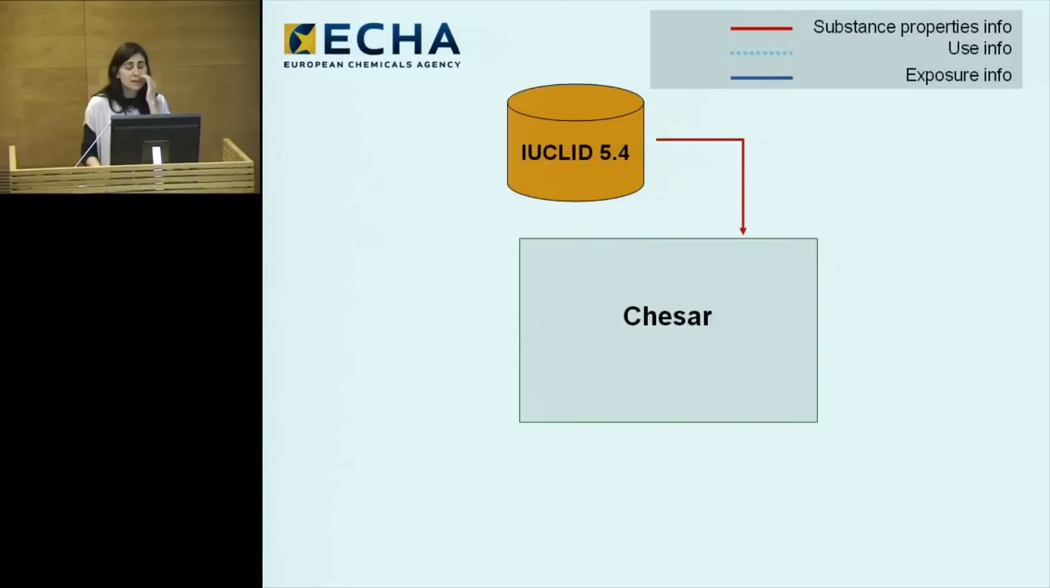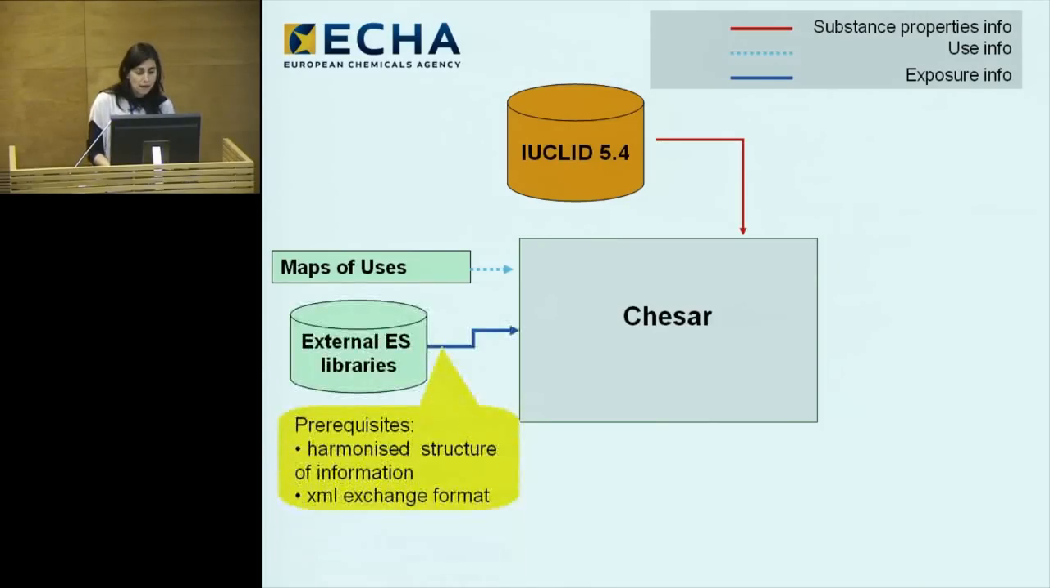So basically, the workflow is that Chesar is digesting the information from Euclid. It takes just what it needs, not the full information about the substance inside the Euclid database. Then in Chesar, you define your map of uses. You may input the information from external libraries, and we will go a bit deeper in the analysis of these libraries. I will try also with the demo. I'm not promising miracles, but I would like you to understand what we mean by these libraries.